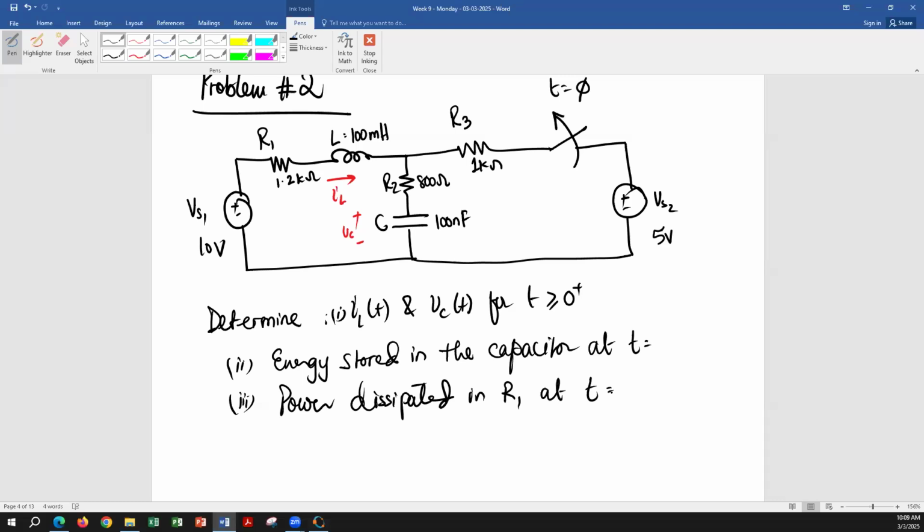Very good. What about the power dissipated in R1? How are you going to find the power dissipated in R1? Again, let's say time 10 millisecond. How are you going to do that?